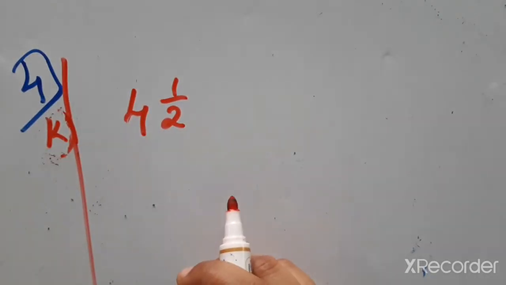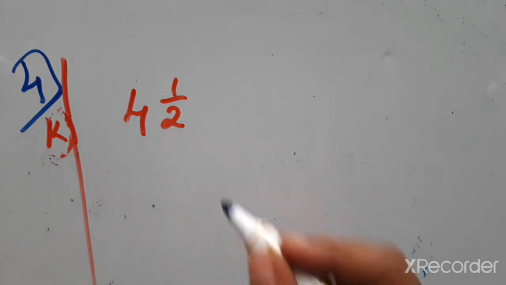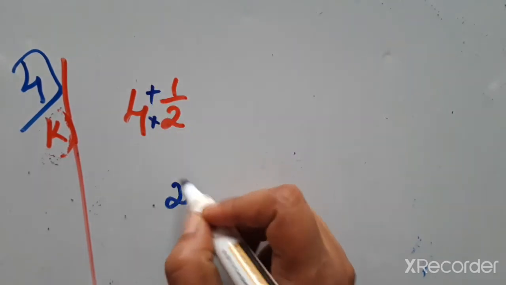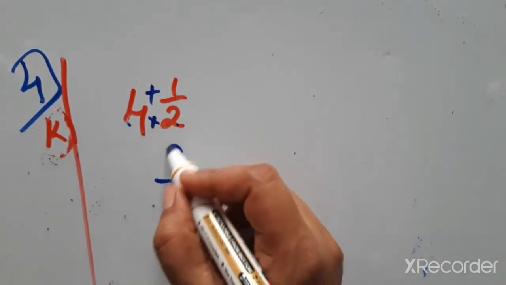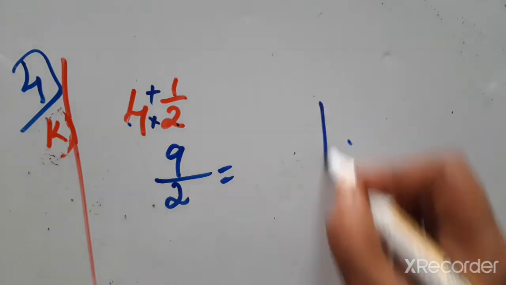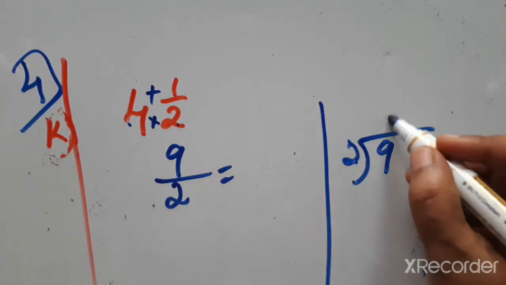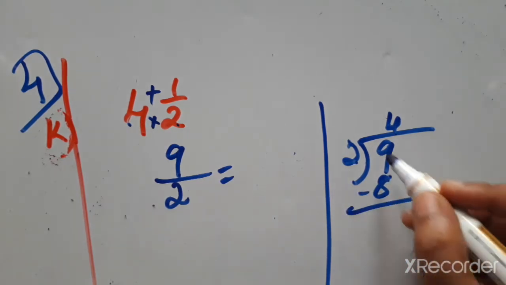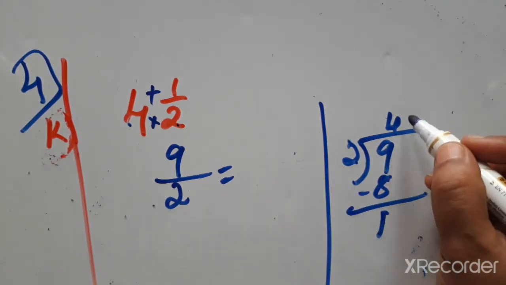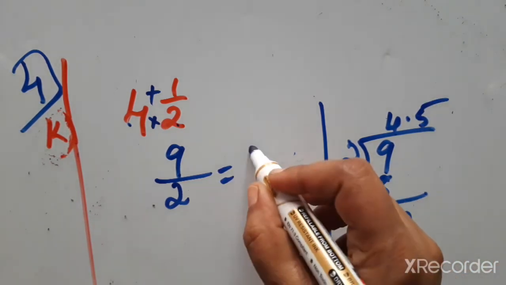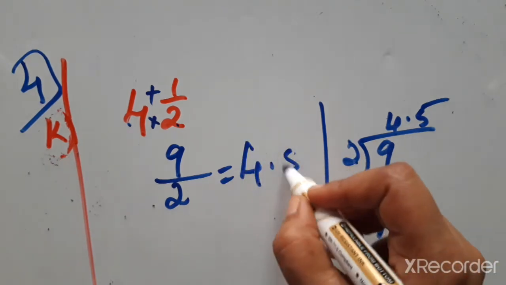Next, K1, 4 and 1 by 2, 4 and a half, convert into an improper fraction. This is a mixed fraction. So here multiply, here plus, 2 as it is. 2 4s are 8, 8 plus 1 is 9, 9 by 2. So divide and check, or we can directly cancel and divide it. 2 4s are 8, 9 minus 8 means 1. Decimal point means we can borrow 0. We can take 0, 2 5s are 10. Answer is 4.5.